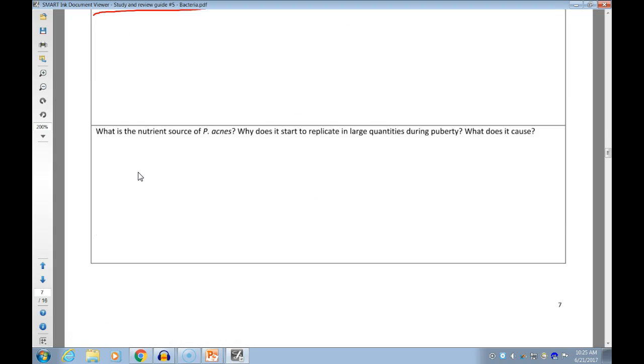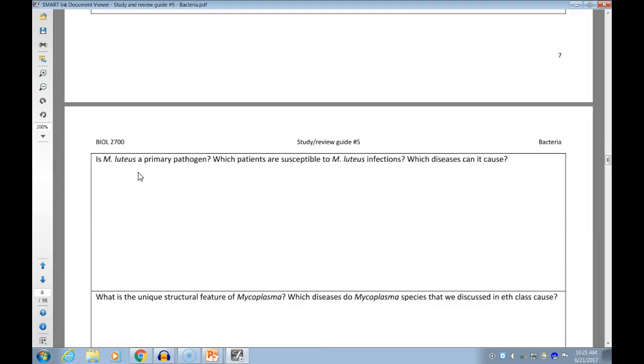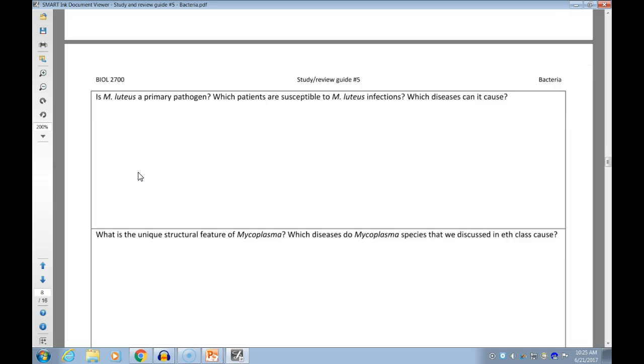A nutrient source for P. acnes, sebum. Why does it start to replicate in large quantities during puberty? Because we produce a lot of sebum during puberty. What does it cause? Acne. Micrococcus luteus, it's not a primary pathogen. Immunocompromised are susceptible, can cause mostly wound infections and sepsis in severely immunocompromised people.